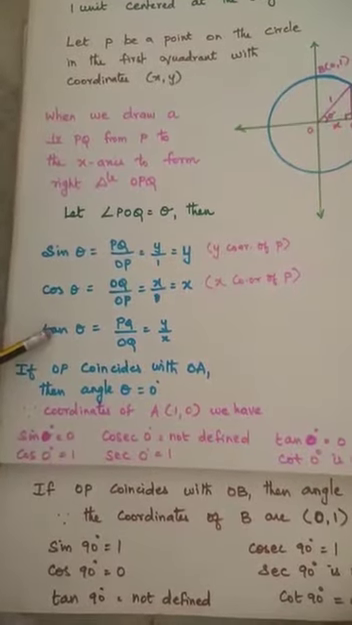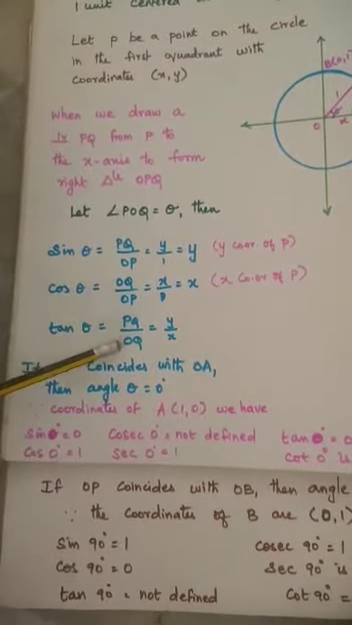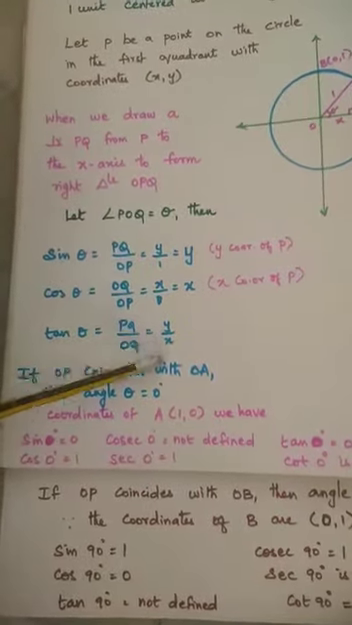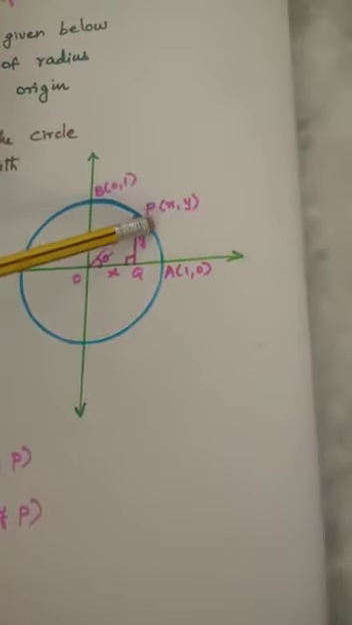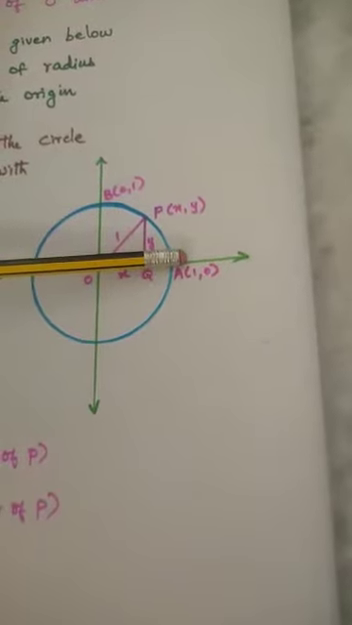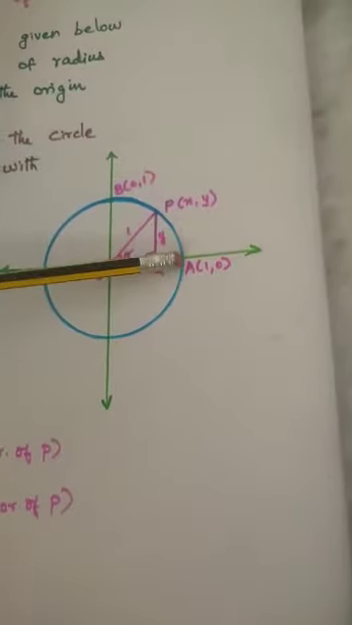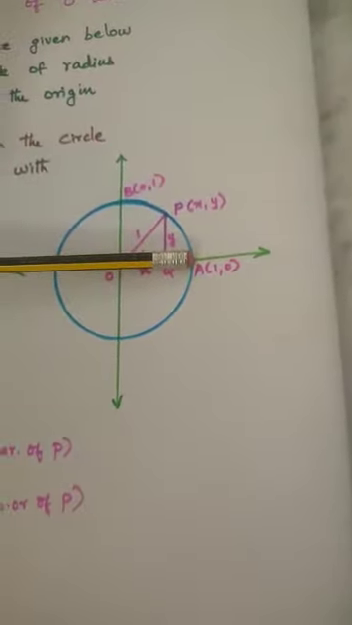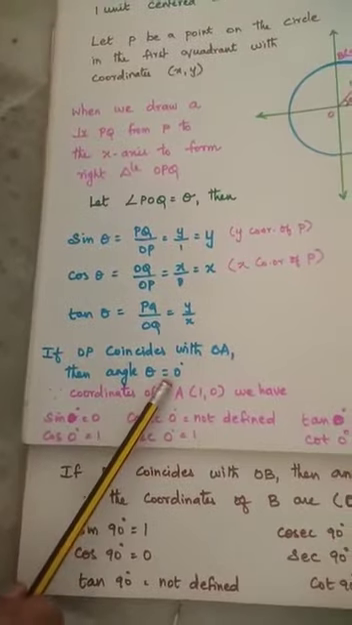Tan theta is equal to opposite by adjacent. Opposite is PQ and adjacent is OQ, so that is equal to y by x. If OP coincides with OA, this line will move here, and what angle will you get? There won't be any angle, that is 0 degree. So if OP coincides with OA, then the angle theta will be 0 degree.